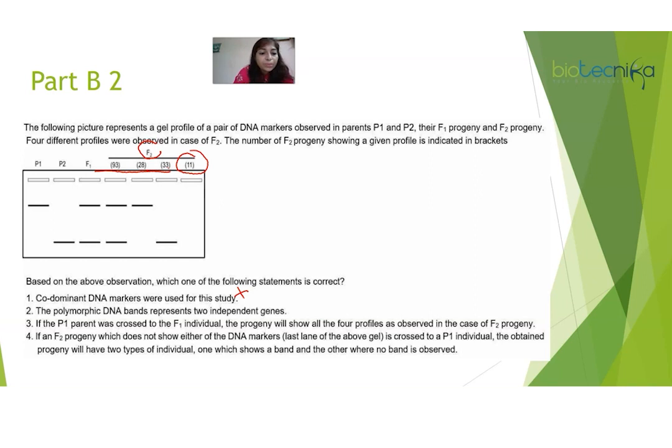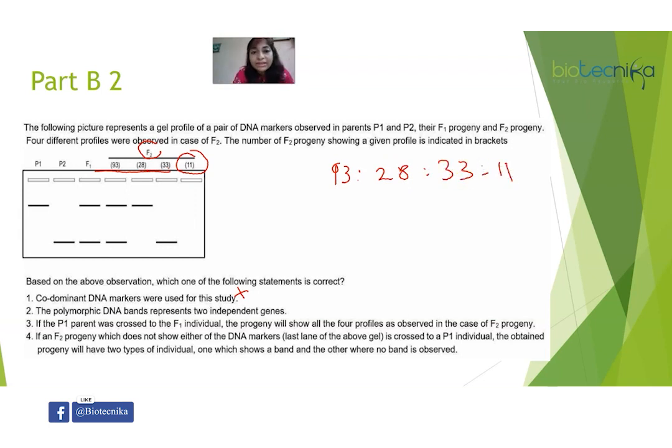Now, the polymorphic DNA bands represent 2 independent genes. How to find it out? You see the ratio here in F2. In F2, what do you have? We have a ratio of 93 is to 28 is to 33 is to 11.